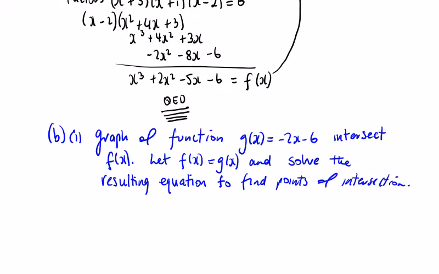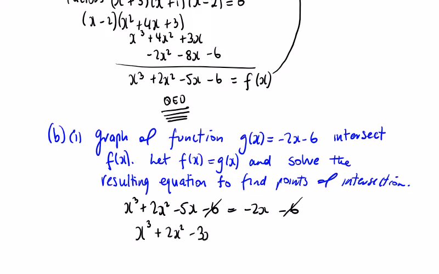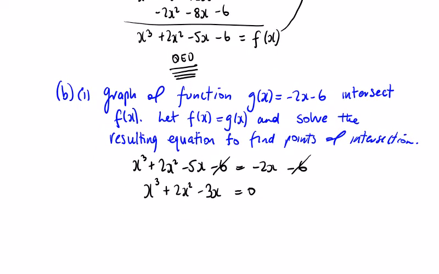B part 1, the graph of the function g of x equal to minus 2x minus 6 intersects f of x. Let f of x equal g of x and solve the resulting equation to find the points of intersection. Okay, x cubed plus 2x squared minus 5x minus 6 is equal to minus 2x minus 6. Well, those minus 6's are going to cancel. If we bring the 2x across, we're going to get x cubed plus 2x squared minus 5x plus 2x, minus 3x equals 0. And I think the easiest thing to do, well, we can see x equals 0 is going to be a root.